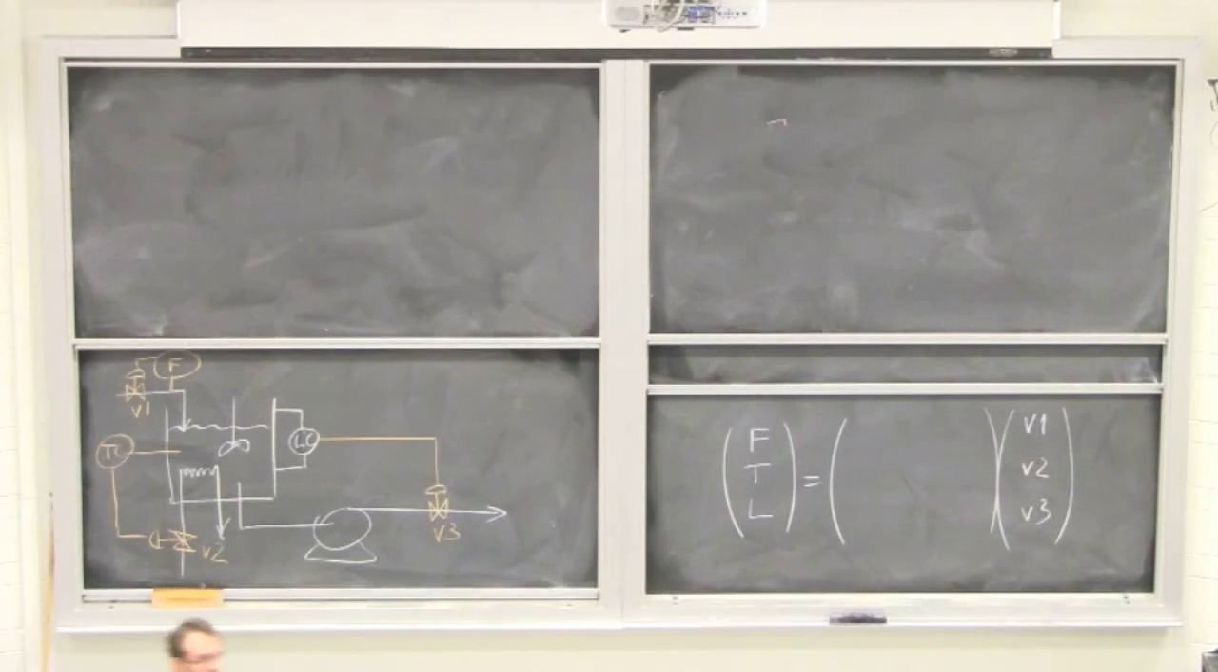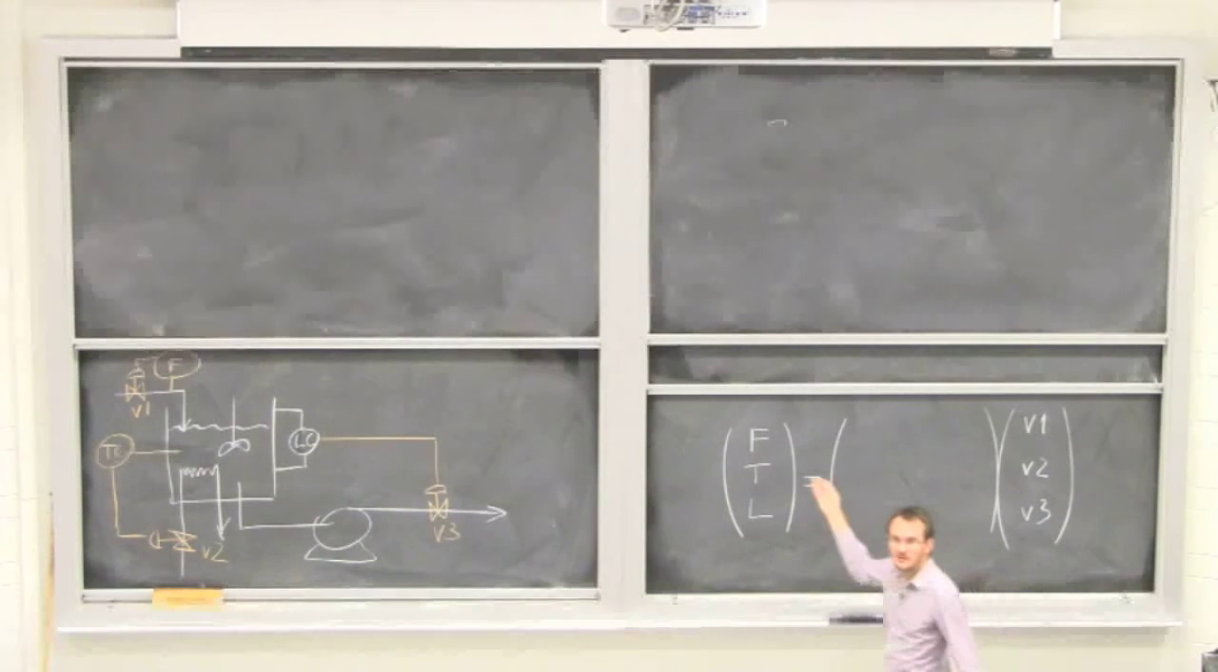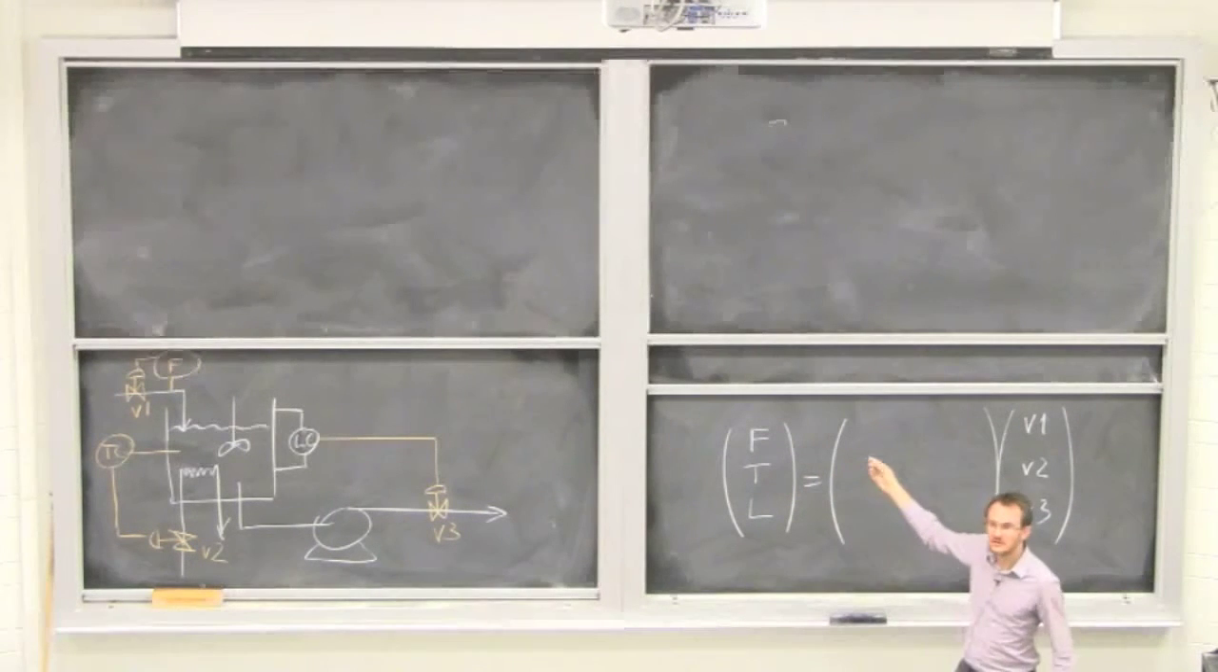Let me ask you this question then. If I change valve V1 and I open it by 10% more, so I'm opening V1 a little bit more, what's going to happen to flow, F? This is not a trick question. It'll increase, okay?